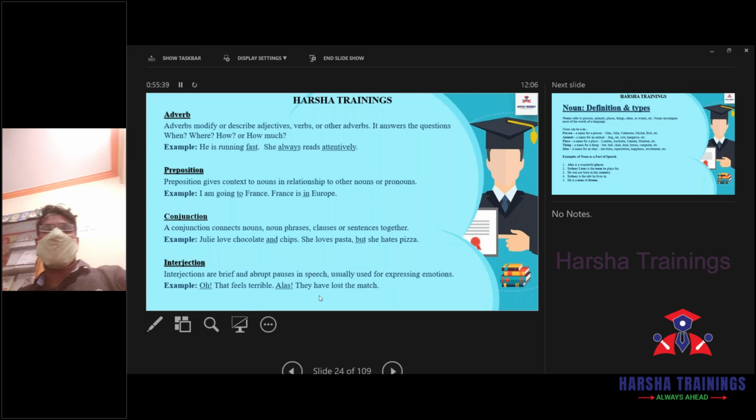Coming to interjections, they are short pauses in speech that express your emotions. If you get hurt, what do you say? Ouch. Yes, that is the sound that you bring out, right? So that is an interjection. Like wow, oh my God. All these are interjections. Interjections are brief and abrupt pauses in speech, usually used for expressing your emotions. For example, oh, that feels terrible. There, oh becomes the interjection, right? Alas, they have lost the match. Here alas is the interjection. It's nothing but a very short word used to express our emotions, our feelings. Okay.